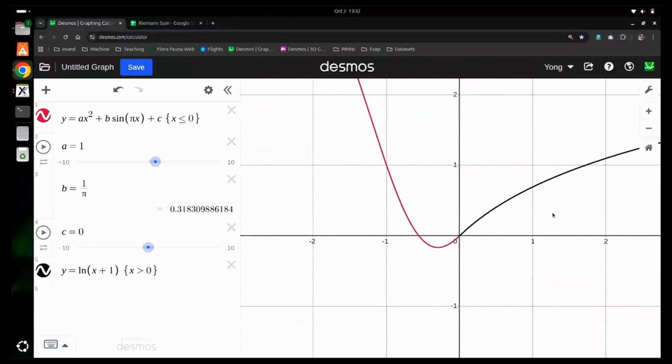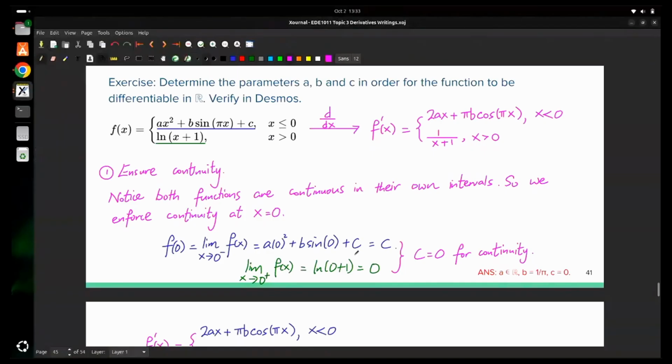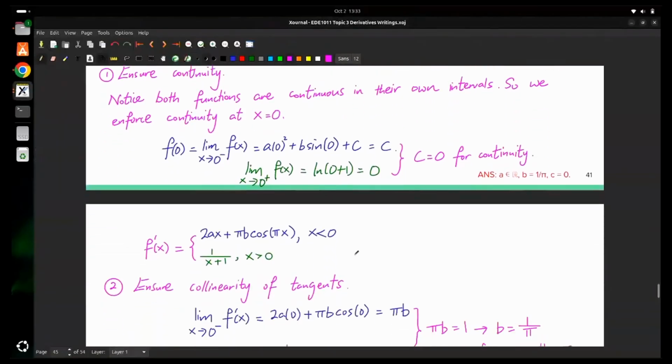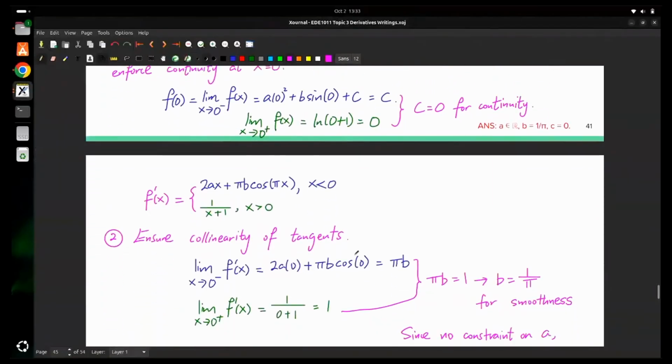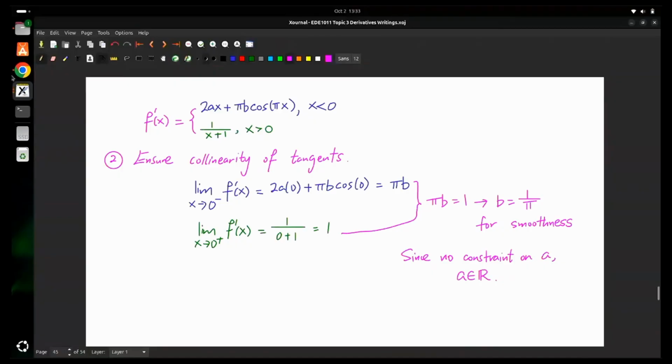Then we would also like to verify that A can really be anything. If you just mess around with A, it doesn't matter what A is. You always have this point being smooth, regardless of what A is. So that's indeed the solution that we discover through the enforcement of the two smoothness conditions, the differentiability conditions. So this is about differentiability.